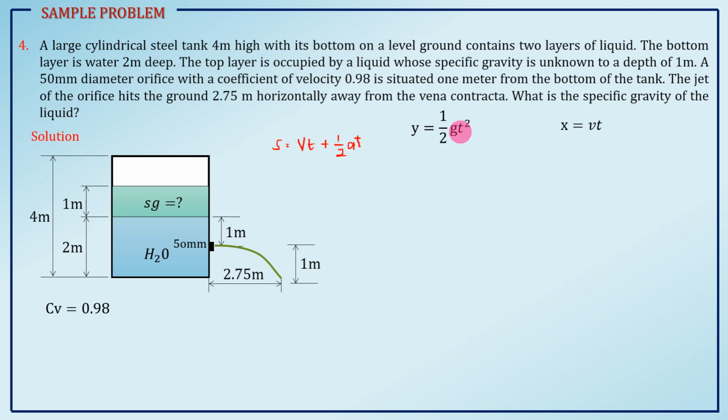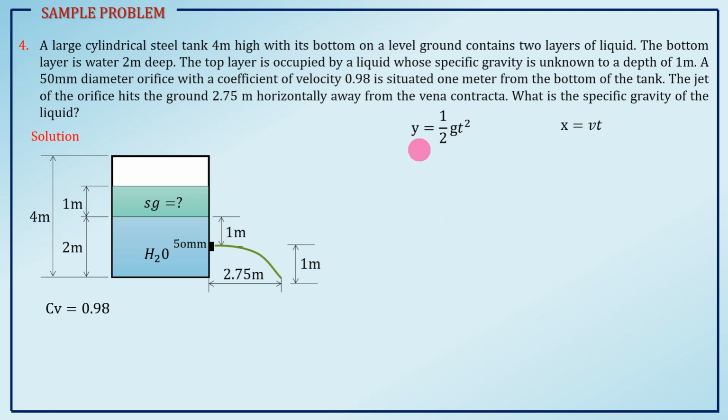And the time will be used to calculate the velocity, since we are given the distance x, how far our jet is from the vena contracta. This is also where the equation x is equal to vt was derived, wherein horizontally, we don't have acceleration due to gravity. So, that is 0. We have vt only for the x. So, just a recall of the formulas. Okay, now we solve for time and velocity, respectively.